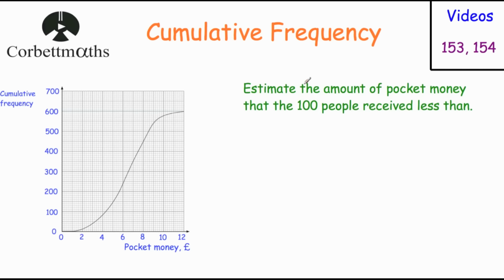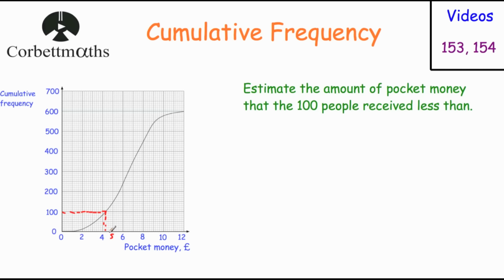Okay, our next question. Our next question says, estimate the amount of pocket money that 100 people receive less than. So we're going to go from 100 people across and down. And when we do that, we get to the second square across after the 4. So we know 5's there, so there's going to be 1, 2, 3, 4, 5. So there's 5 squares for £1.